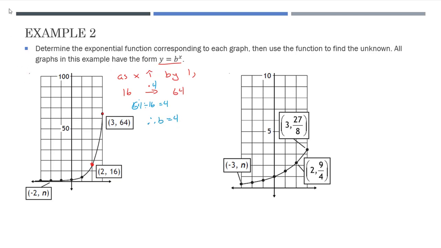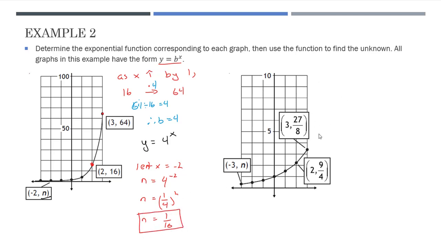So that means I have this equation, y equals 4 to the power of x. Now that's only the first part. It does ask us to find the n as well. So we're going to let x equal -2, which means that our n value is equal to 4 to the power of -2. So we can reciprocate the base, so it becomes 1/4 squared, and we find out that 1/4 squared is 1/16. So there we go. Question is done.